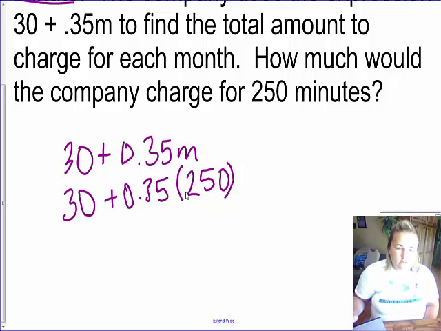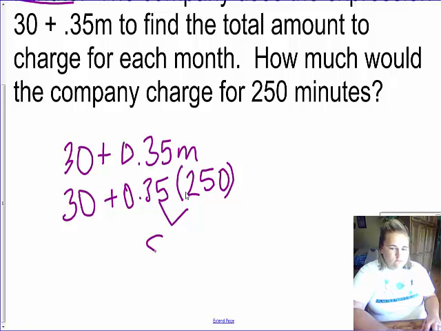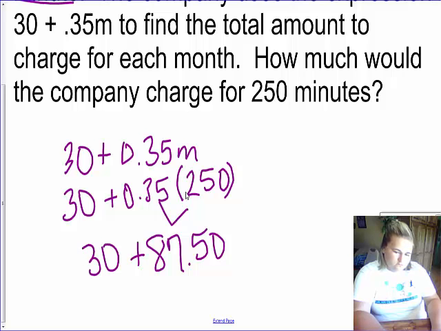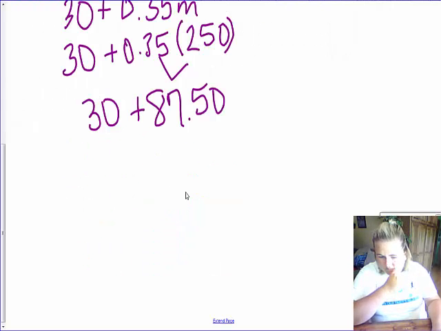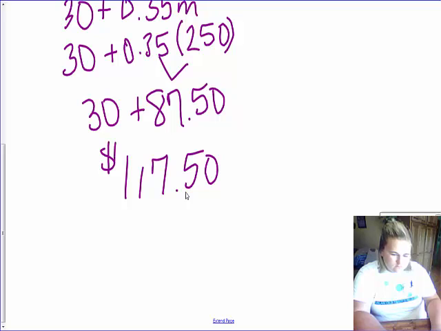So order of operations, I have addition, I have multiplication, so we're going to multiply 0.35 times 250, and that gives us 87.50, plus that 30. So the total fee is going to be $117.50.